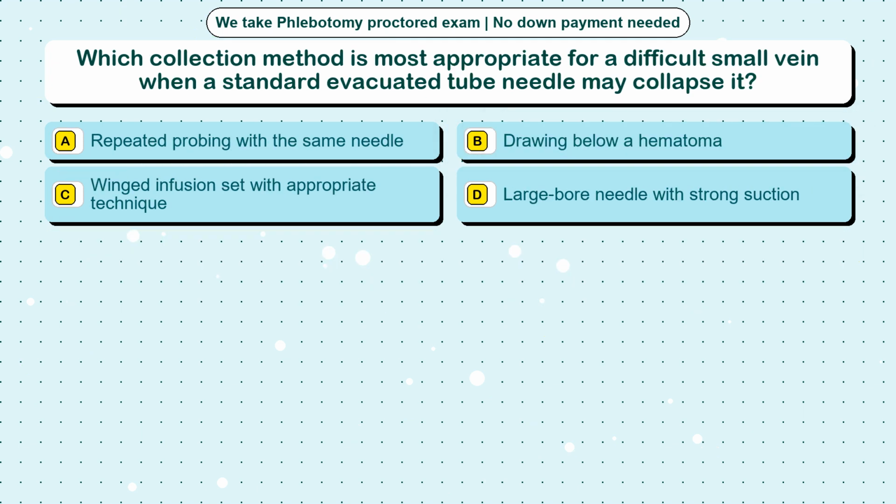Question 70. Which collection method is most appropriate for a difficult small vein when a standard evacuated tube needle may collapse it? Option A. Repeated probing with the same needle. Option B, drawing below a hematoma. Option C, winged infusion set with appropriate technique. Option D, large bore needle with strong suction.